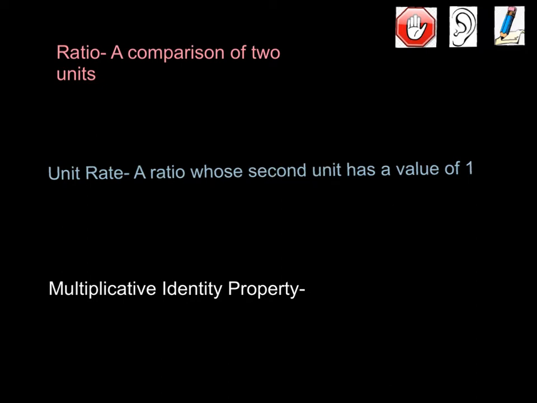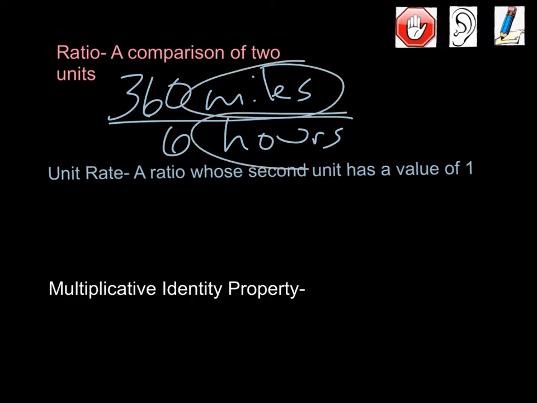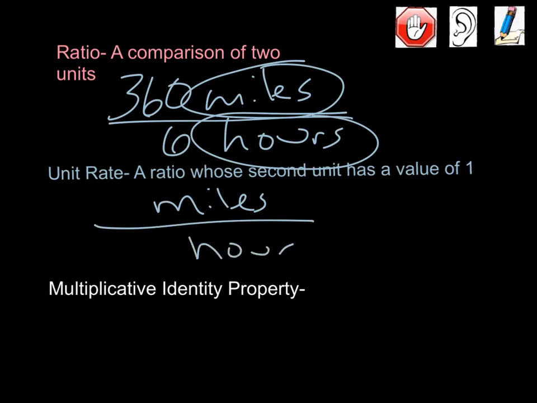For unit rates, we connect to a ratio, so now we're using our buzzword already: a ratio whose second unit has a value of 1. So a ratio could be 360 miles every 6 hours, because we have our two different units in miles and hours. A unit rate will be a ratio, so again, two different units, miles, but then the second number is only going to have a value of 1, so that's just 1 hour.